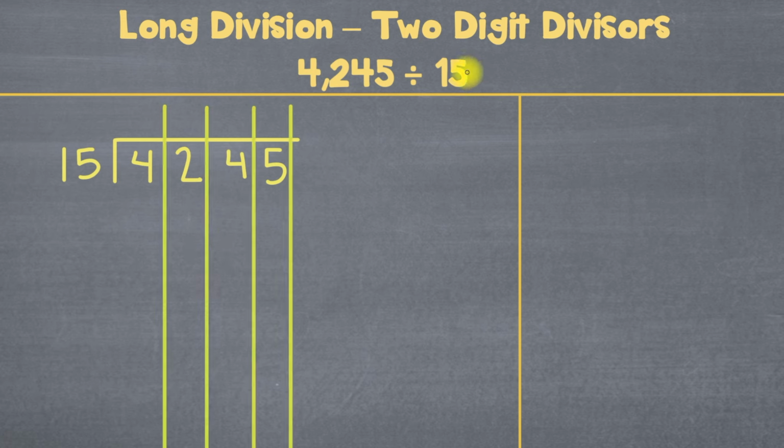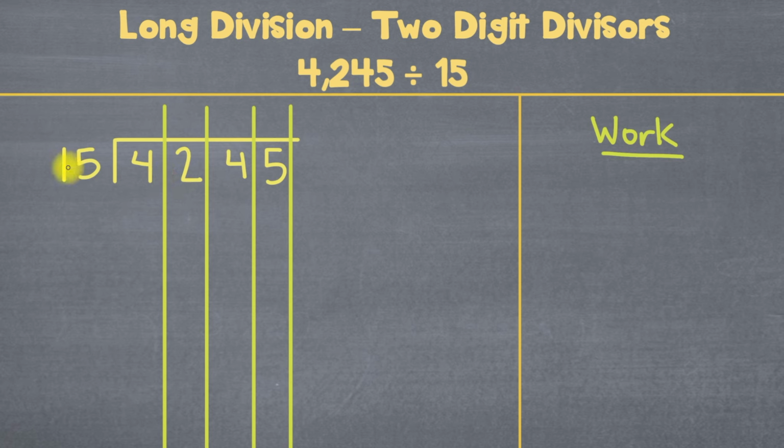And because we have a two-digit divisor, it's a good idea to have a separate work area in case we need to do some multiplication on the side. So now that we have everything set up, let's start our division. The first question we have to ask ourselves is, can 15 go into 4? Well, absolutely not. Since we know 15 can't go into 4, now what we're going to do is to try to go into 42. And how many times can 15 go into 42?